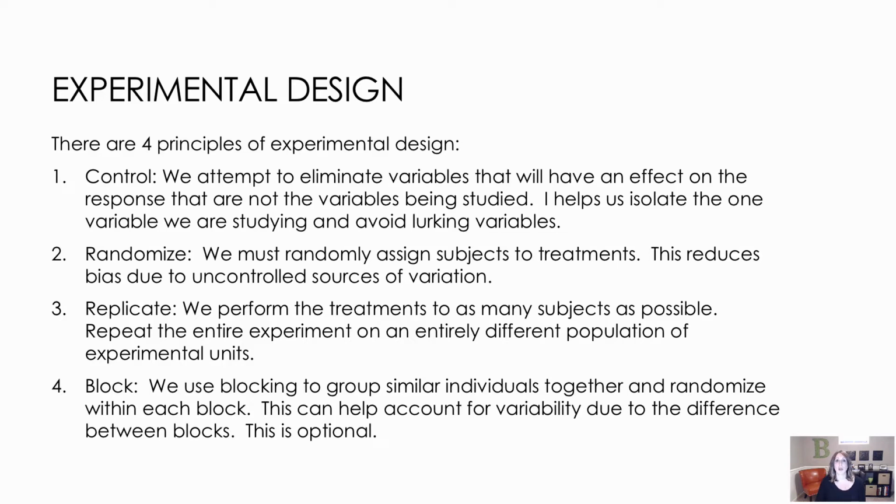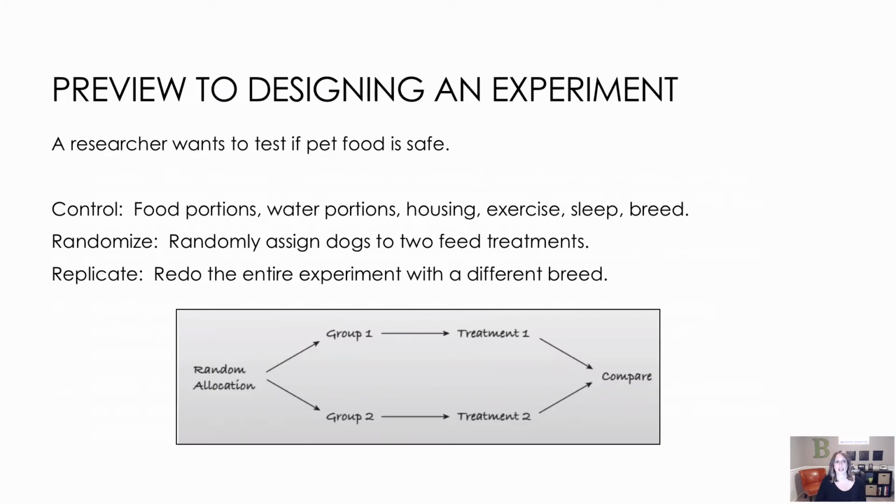And blocking. Sometimes we use blocking, or grouping similar individuals together and then randomizing within those blocks, and it can help us account for some variability. I'll show you reasons why we might do that. Again, blocking is not necessary, it's optional based on whatever situation you have. So again, this is a preview to designing an experiment.